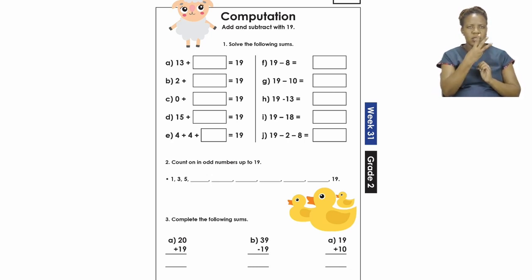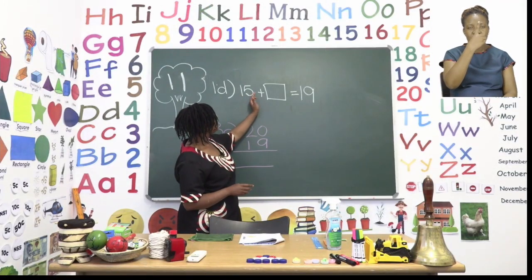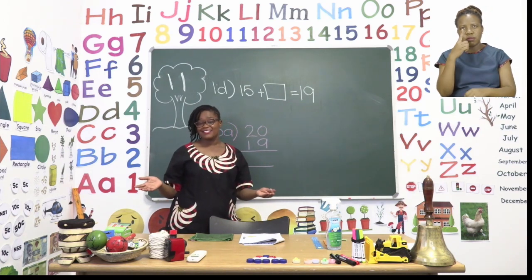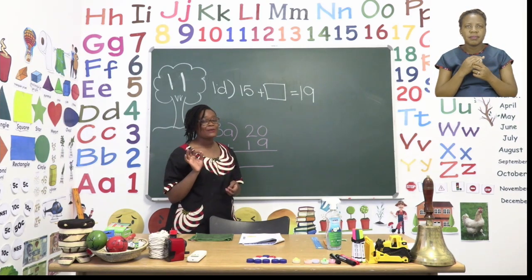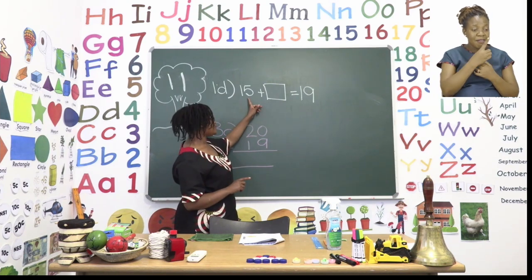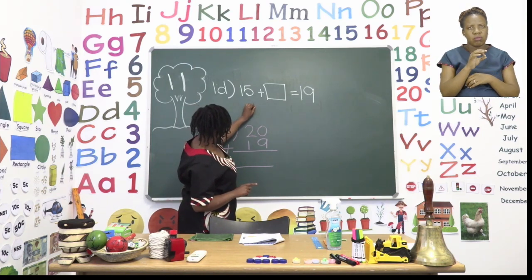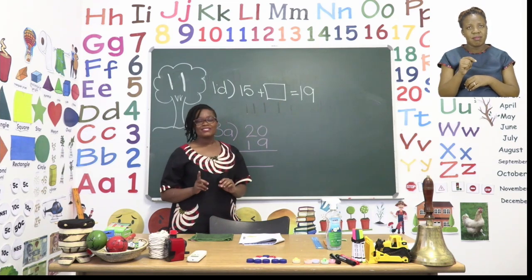And then for number 3, we're going to go ahead and do A together. Let's take a look at the board. Now for number 1D, it reads 15 plus dash equals 19. Now you can use your counters, you can use the number line, or you can use your fingers. Today, we're going to use our sticks. So we're going to draw the sticks until we get to 19 by saying 15 is already there and we count on 16, 17, 18, 19. So I've gotten to 19.